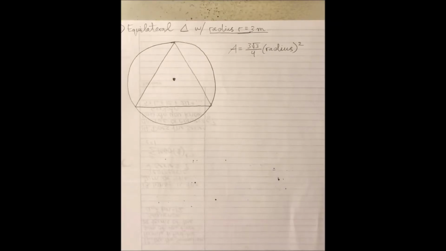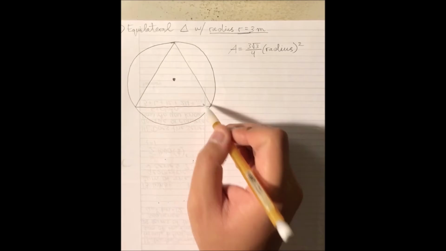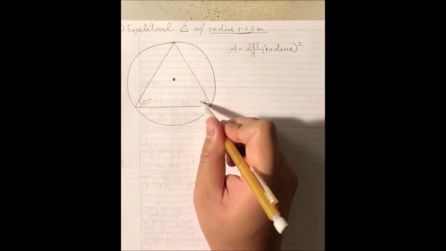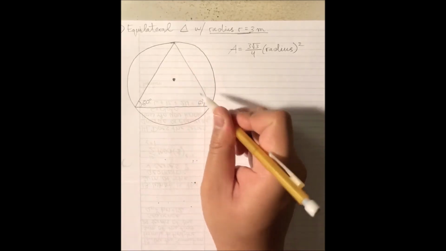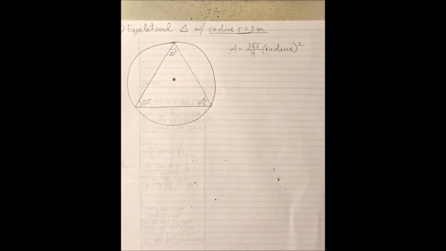Alright, here's another example of finding the area of the equilateral triangle with the radius given being 3 meters now. And recall that the equilateral triangle is a type of triangle that has all three sides being equal to each other and all three angles are the same. So these three angles are going to be 60, 60, and 60 degrees.